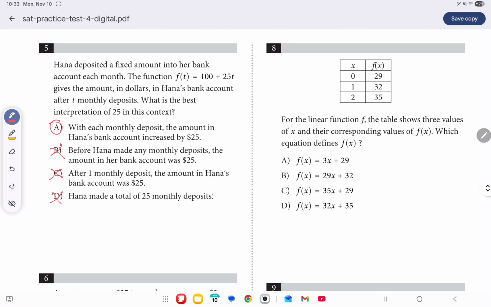If we want to do it the mathematical way, we need to remember that the equation of a line is y equals mx plus b, where m is equal to delta y over delta x, or the change in y over the change in x.